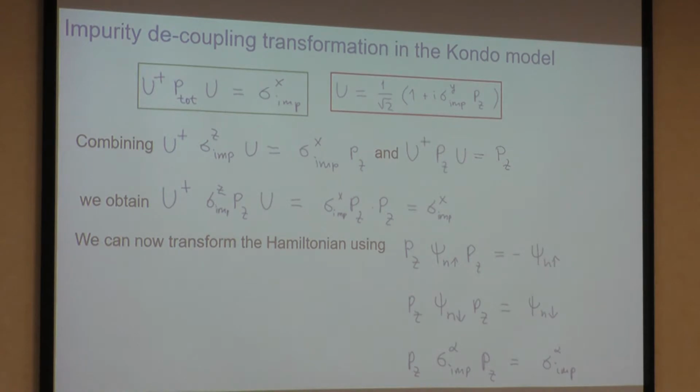So what this shows us is that this transformation rigorously maps the conserved parity operator into the x component of the spin of the impurity, which guarantees that after we make the transformation, sigma x of the impurity will be fixed. It's a C number. The impurity will no longer rotate.